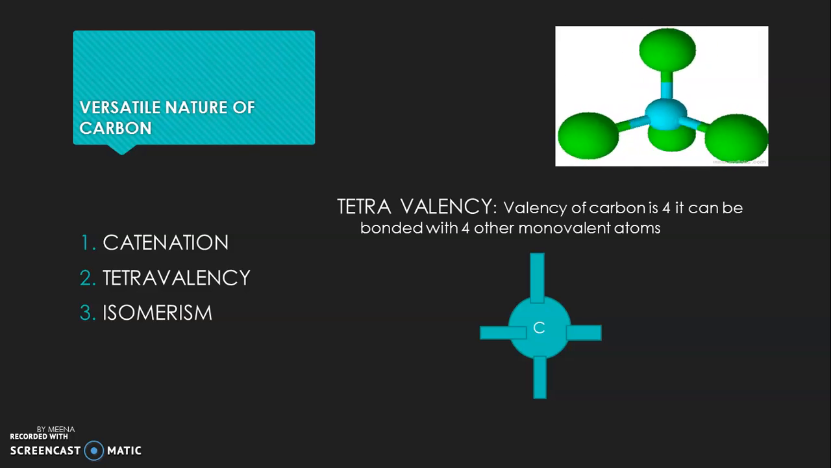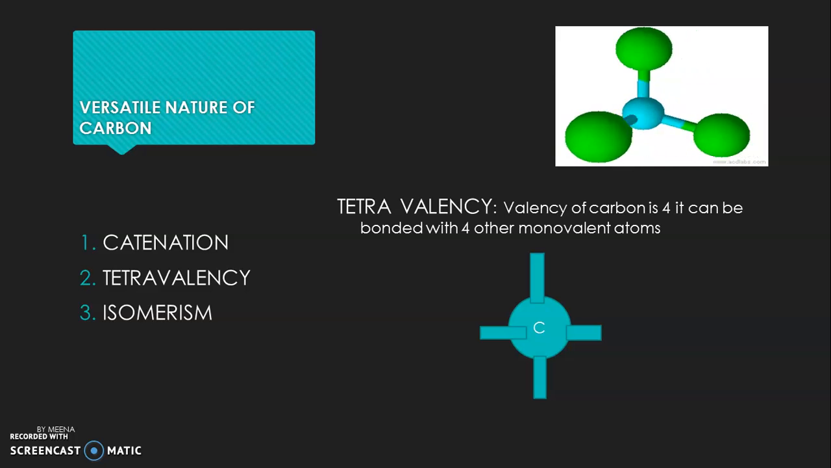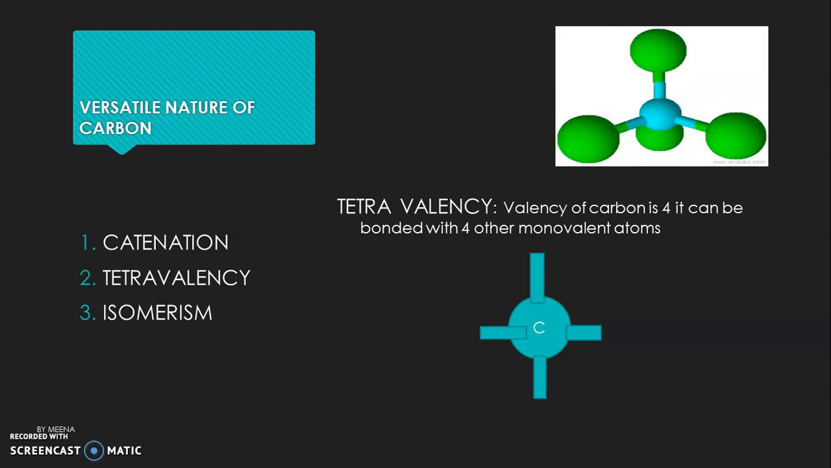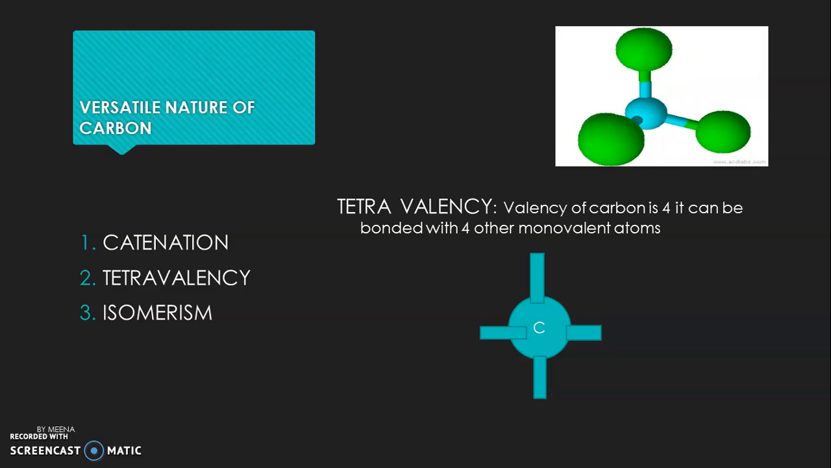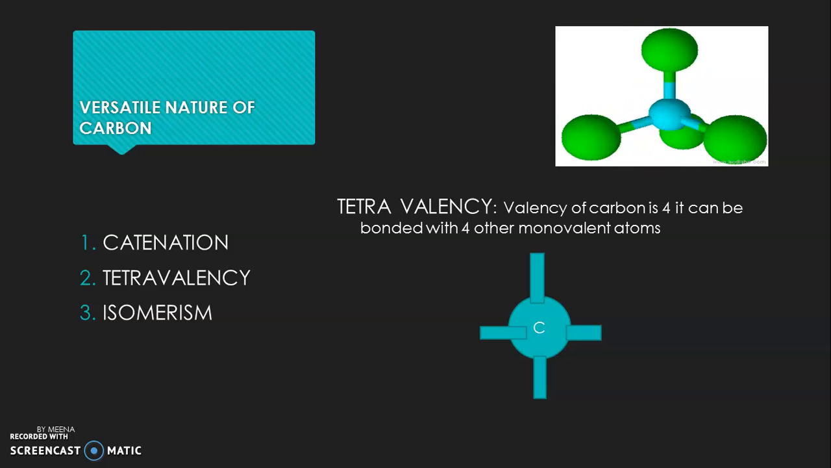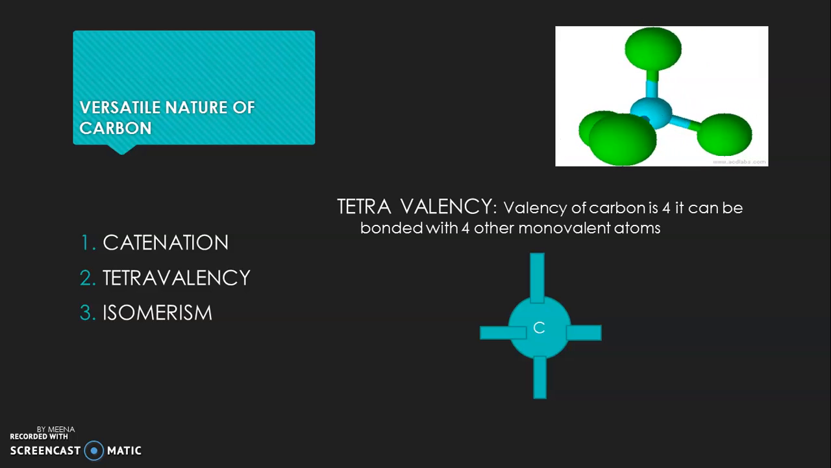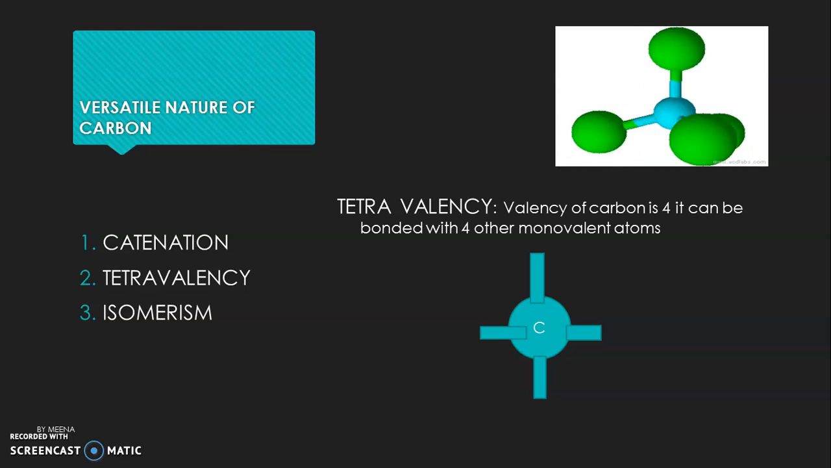It can be bonded with 4 monovalent atoms. So you remember the structure of methane, right? CH4. So on the 4 sides, hydrogen is bonded. In the same way, it can be 2 hydrogen and 2 chlorine, it can be 4 chlorine, or it can be 3 hydrogen and 1 chlorine. So any 4 monovalent element or atom can be bonded to 1 carbon atom.